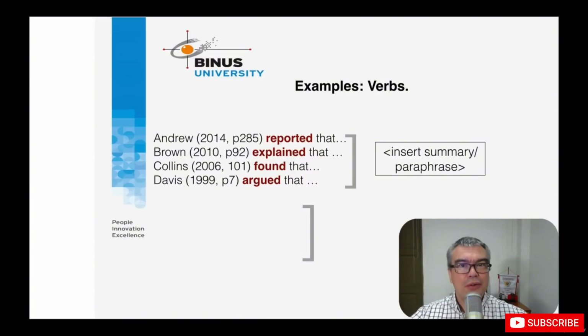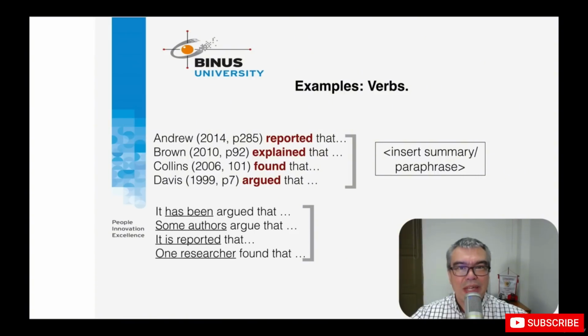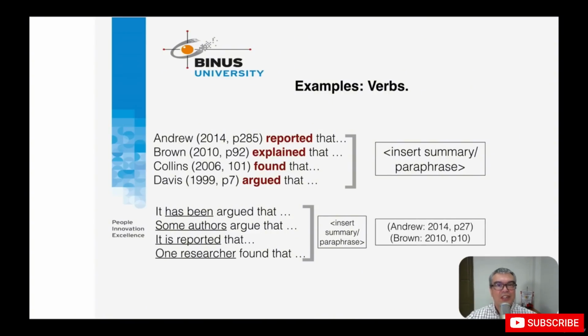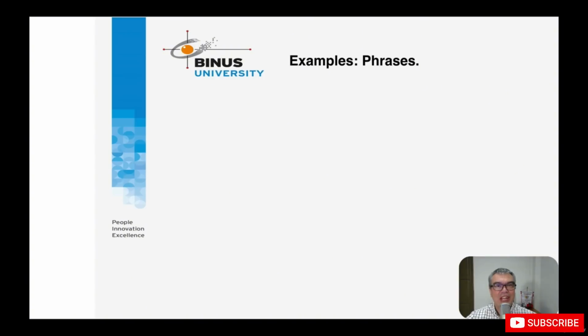It's also possible to do things the other way round, where you give the citation language first and then follow it up with the author. Here's some examples. It has been argued that, some authors argue that, it is reported that, one researcher found that. Alright, I'll give you another set of examples, and these examples use the citation phrases that I suggested. Let's look at these now, shall we?